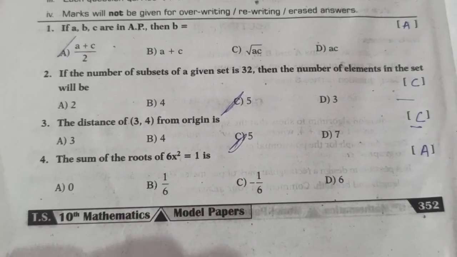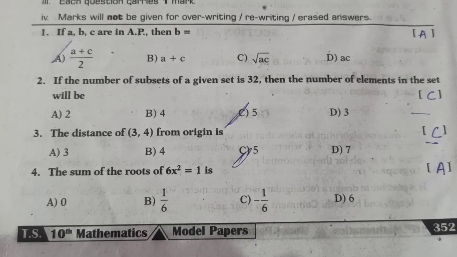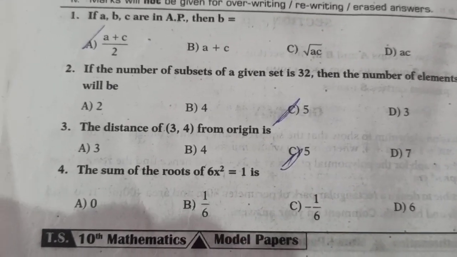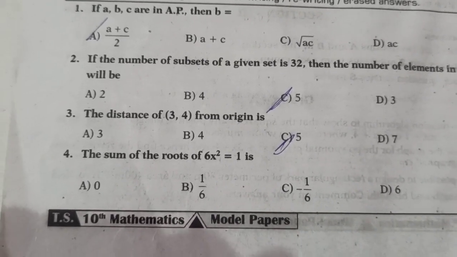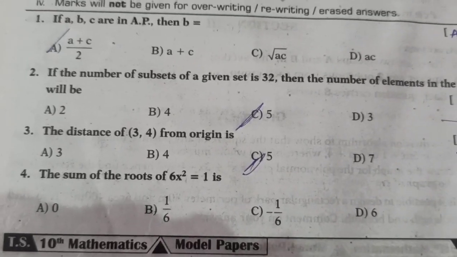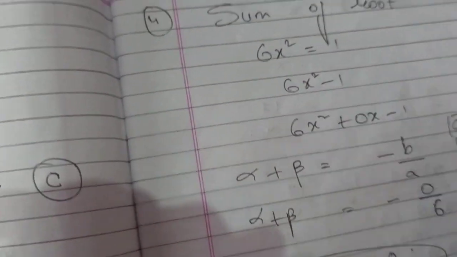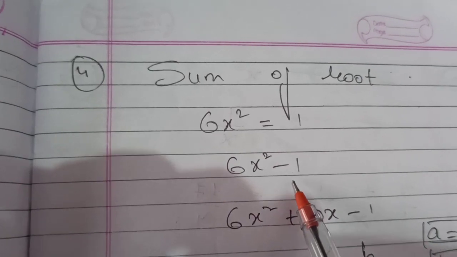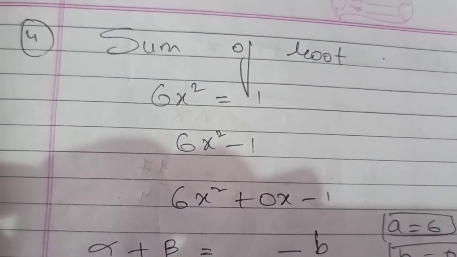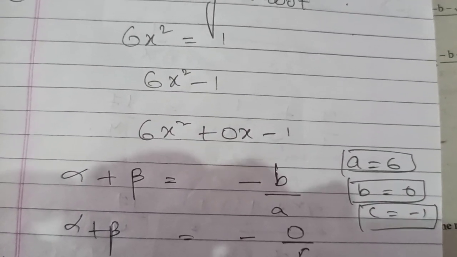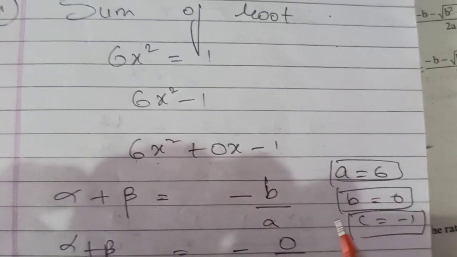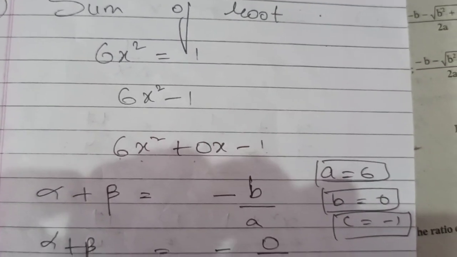Okay. Next, sum of the roots of 6x square equal to 1 is. First we have to change this into quadratic form. Okay, we have to arrange in the quadratic form. Plus comes to minus, 6x square minus 1. Now in this there is no x term, so we have to write 0x. Now it comes in quadratic form, ax square plus bx plus c. According to this, a is what? 6, b is 0, c is minus 1.